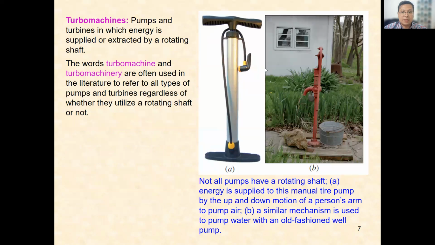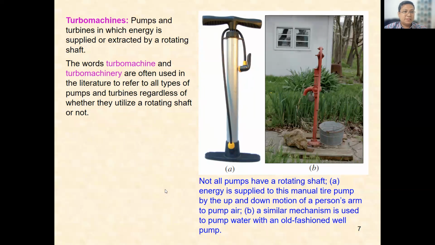Okay, this one is an example of a pump, but it is not considered a turbo machine because this pump is moved by translational motion, by a piston. So this is not considered turbo machinery. Let's take the text: turbo machine, pump and turbine in which energy is supplied or extracted by a rotating shaft. But here there is no rotating shaft inside the pump, so we cannot consider it a turbo machine.